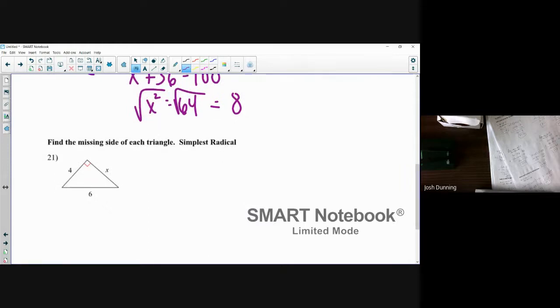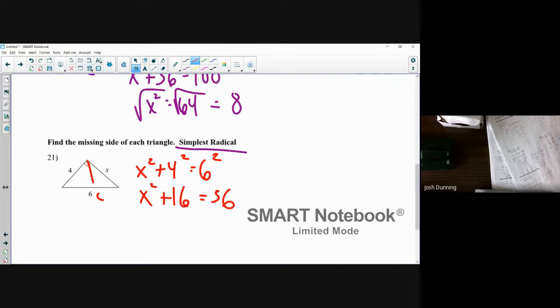21. Oh, this time says simplest radical. 6 has to be c again. It's got to go in for c, has to be the hypotenuse, the longest side. So we got x squared plus 4 squared equals 6 squared. 4 squared is 16. Minus 16. Take the square root.